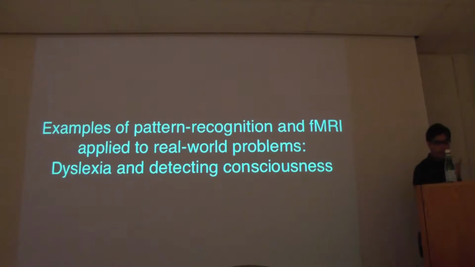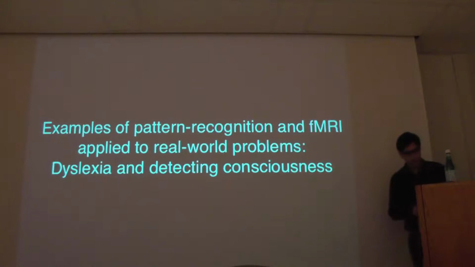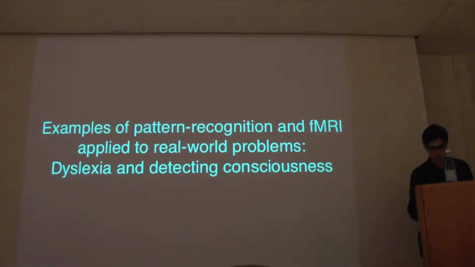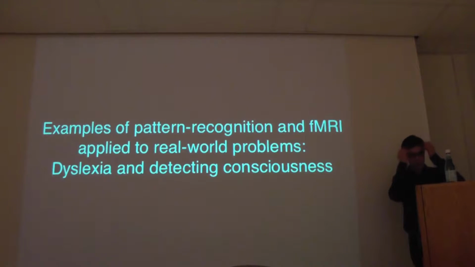Anyway, so we're going to talk about a bit more examples of applying fMRI and pattern recognition to real-world problems. I'm going to finish talking about the dyslexia study that we started looking at a little bit on Tuesday. We're going to talk about some interesting studies detecting consciousness.